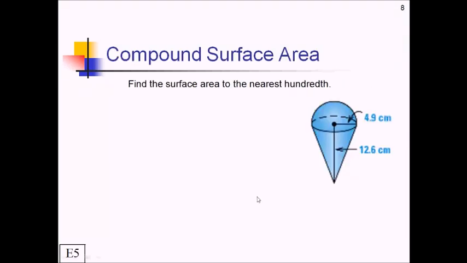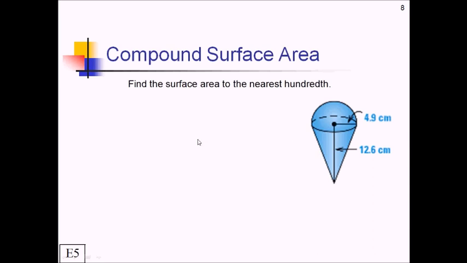For this next example, we're going to put it all together, literally. This is finding compound surface area. We want the surface area of this shape to the nearest hundredth, and you'll notice this isn't just one, but actually two shapes kind of smushed together. So we have a cone for the lower part and a hemisphere for the top part. Pause the video and see how far you can get with finding the total surface area for this thing.